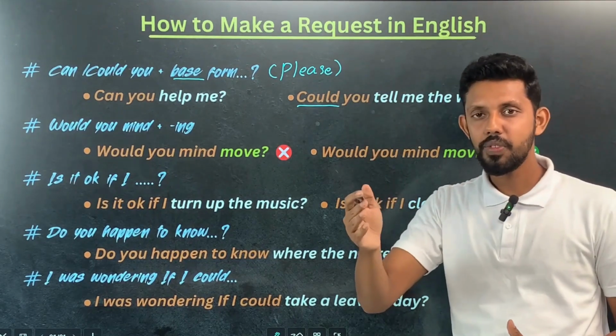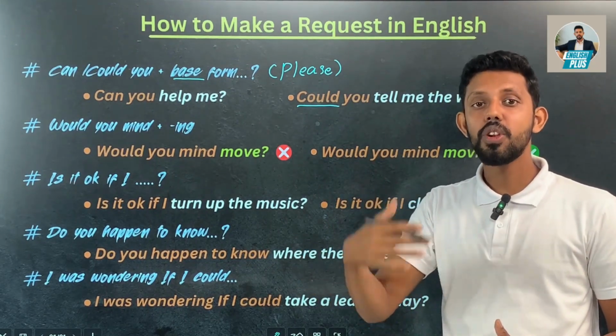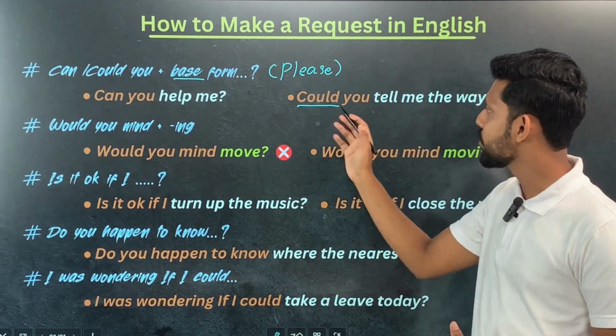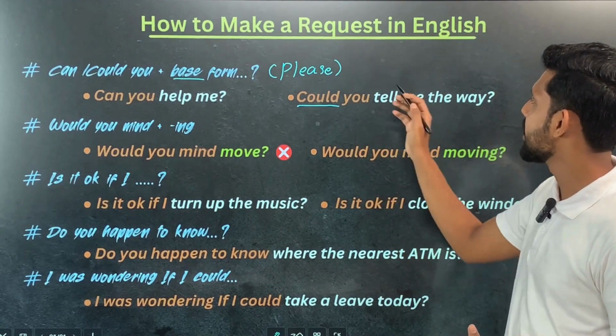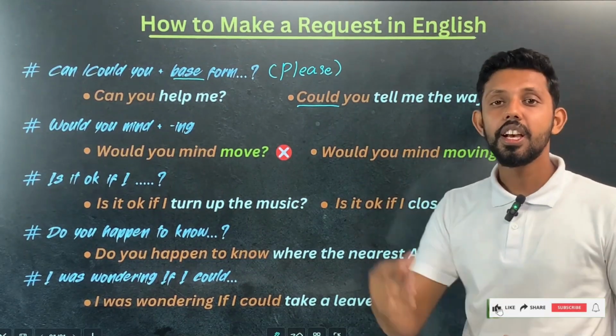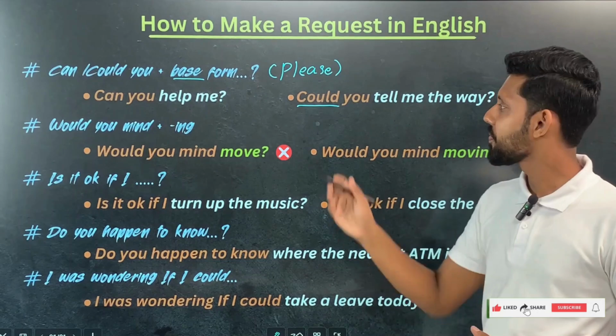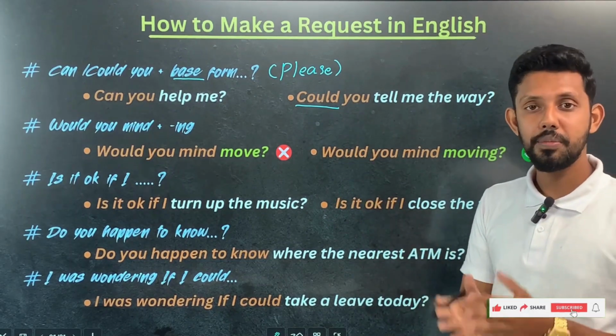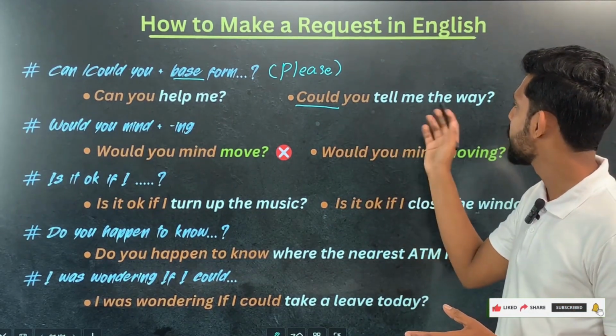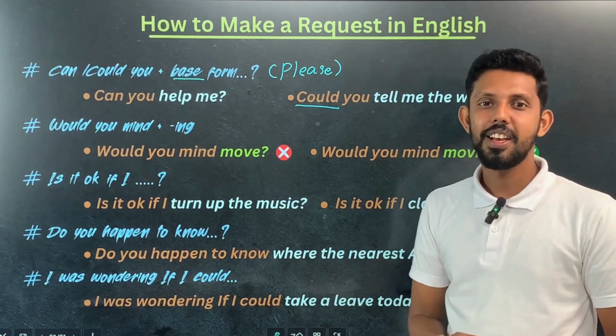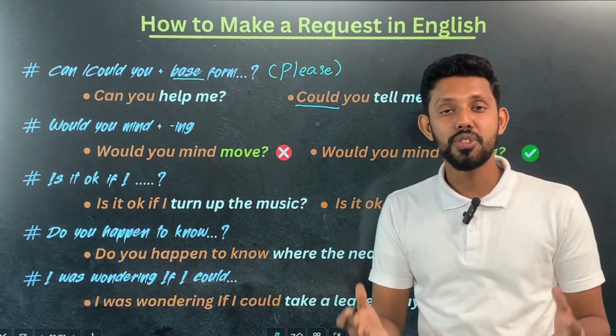So next time when you speak to a stranger and when you want to make a request, try using could you, like in this example here: could you tell me the way to the nearest railway station? Let's say you want to find the bus stop, so you can ask, could you tell me the way to the bus stand, please? Add please to make it much softer.